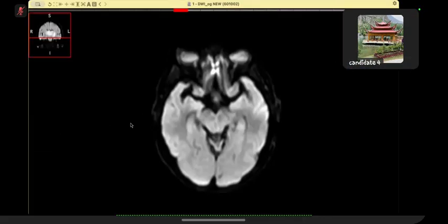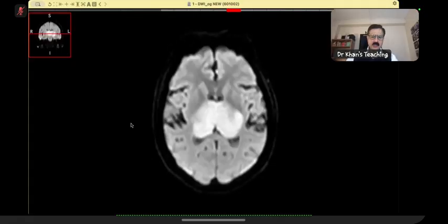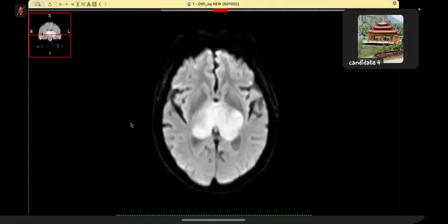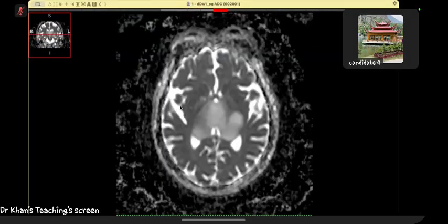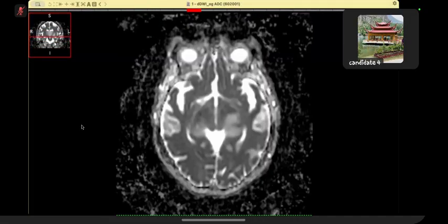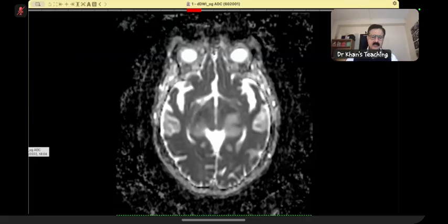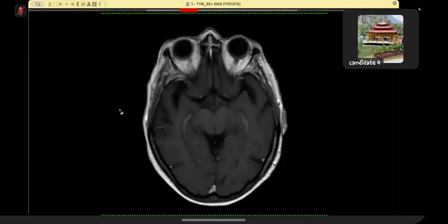This is the DWI, right? Yes, sir. It is showing facilitated diffusion, not much restricting on ADC. So, sir, I would like to know the history of any initial viral infection.